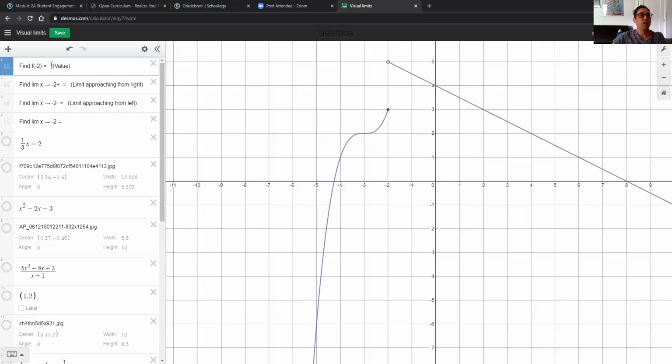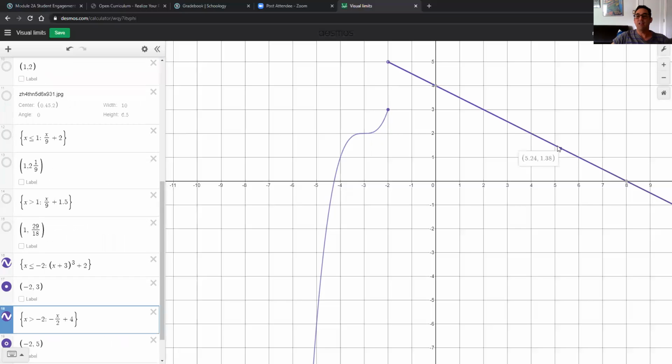Okay, so at negative 2, there's two y values, this one and this one, but this one is an open circle, so that value doesn't count. This is the only solid dot, and it's at 3. So the value at negative 2 is 3, because that's where the solid dot is. Open circles are sort of like answers that don't count for the value. So it's just 3.